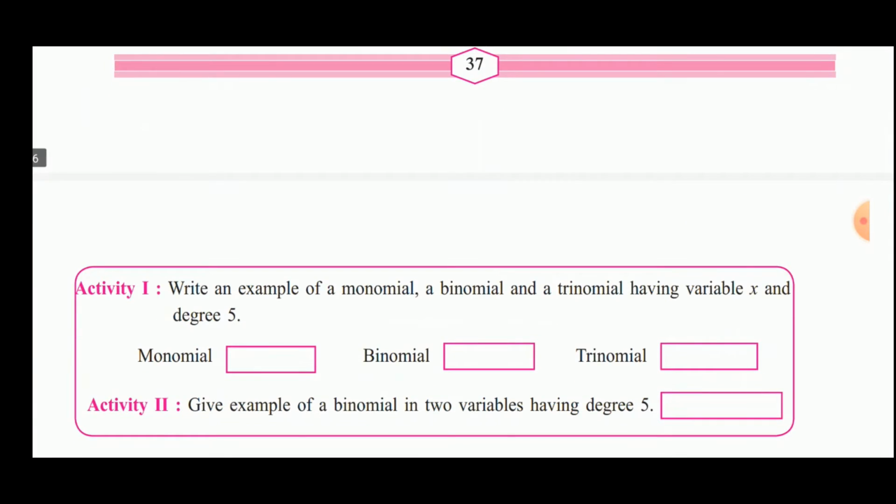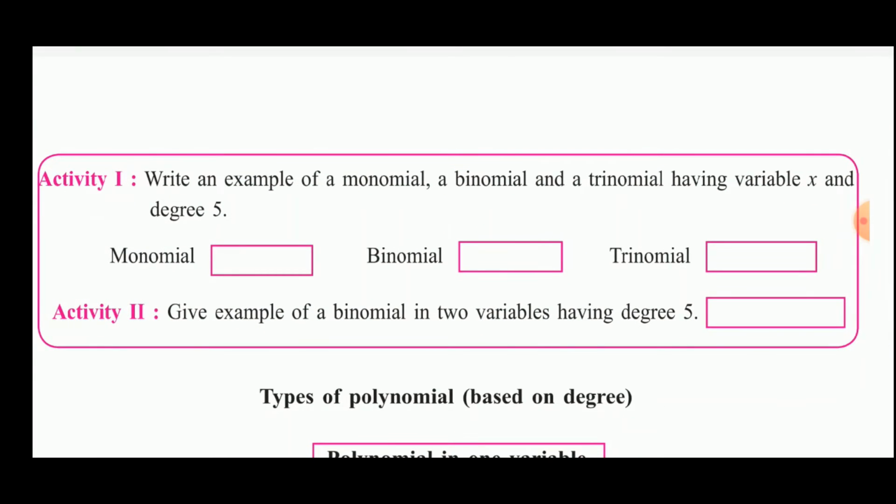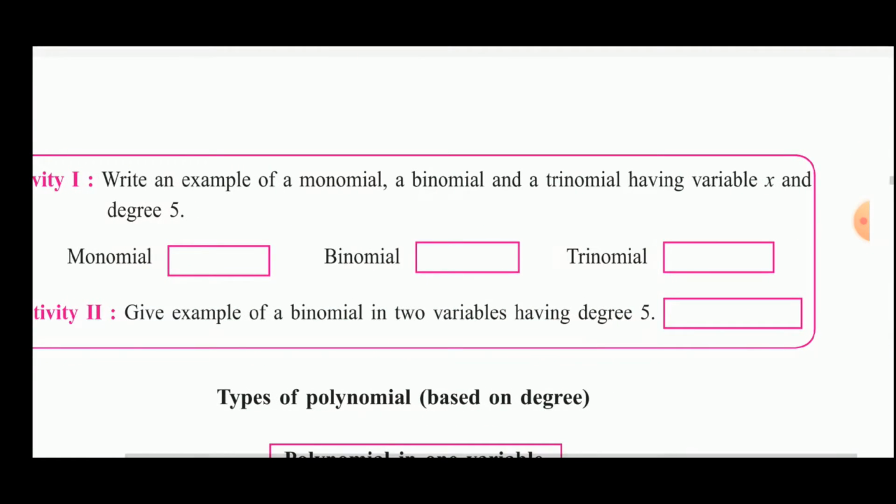Now here, write an example of a monomial, binomial and trinomial having the variable x and the degree 5. It means the highest power of that polynomial you will take as 5 and accordingly you will write down the monomial. Monomial means only one term, binomial means two terms and trinomial means three terms.